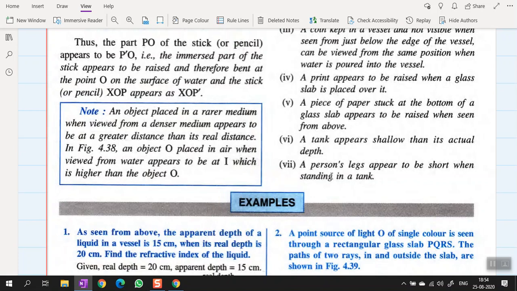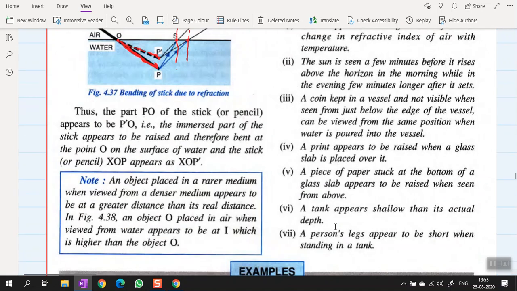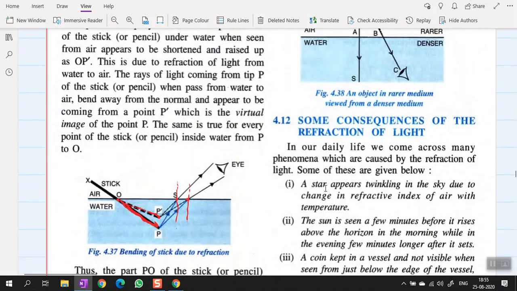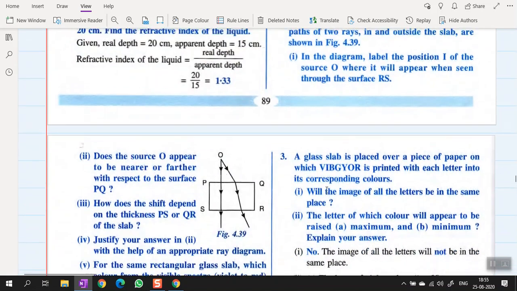Then a piece of paper stuck at the bottom of a glass slab appears to be raised when seen from above, the same thing. Then a tank appears shallower than its actual depth, the same as with a swimming pool. And a person's legs appear to be short when standing in a tank or a swimming pool. So these all are the consequences of refraction of light in our atmosphere.